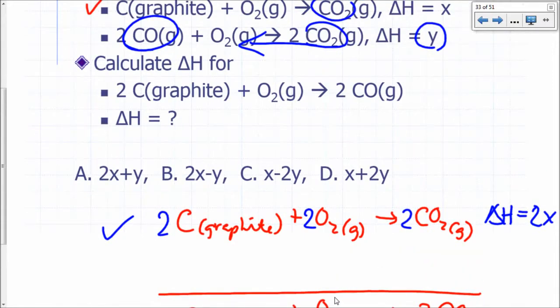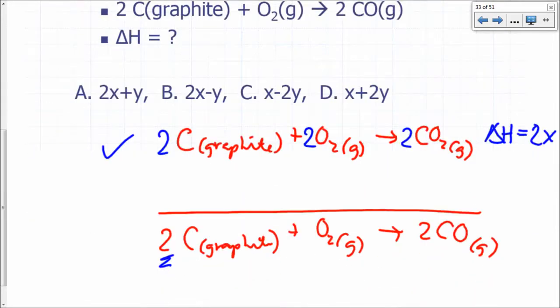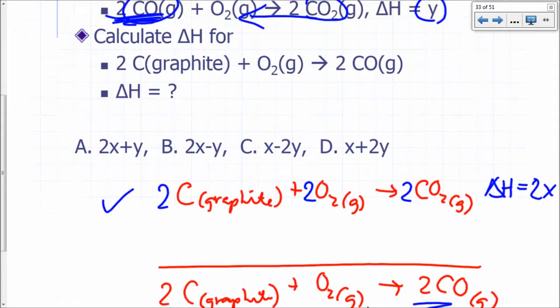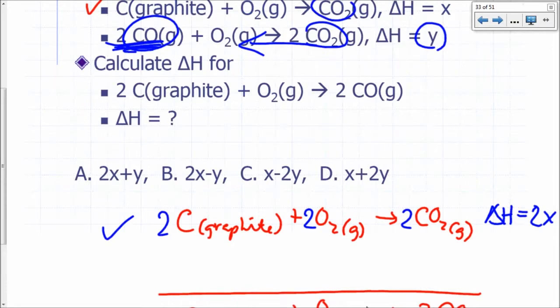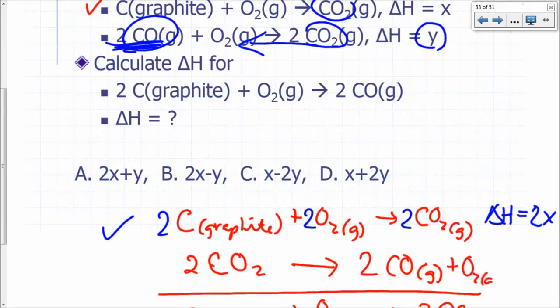Okay, I want to make 2 moles of carbon monoxide, so that's good. I want to make 2 moles of carbon monoxide right here. So I'm going to flip that second reaction. I'm going to change my 2 moles of carbon dioxide. I'm going to flip that reaction to give me 2 moles of carbon monoxide gas plus O2 gas. And so the delta H for this second step is going to be negative Y, because the delta H for the original reaction is Y. I just flipped it, right?